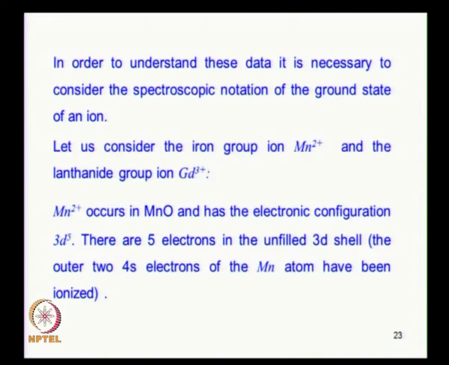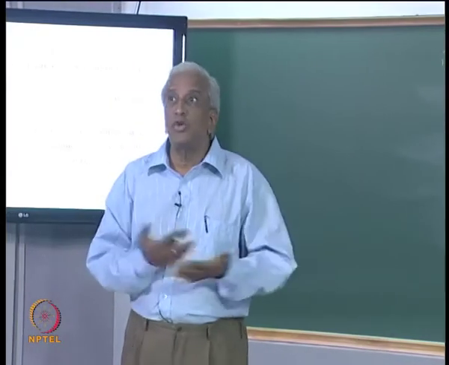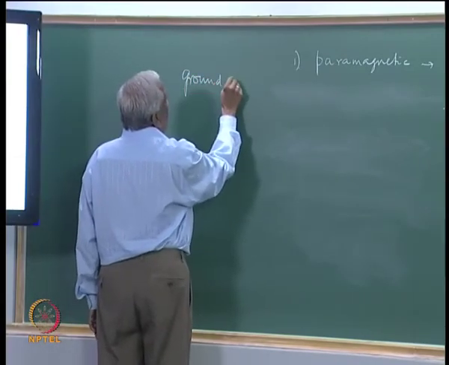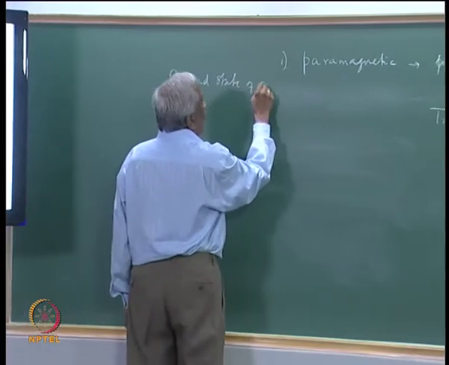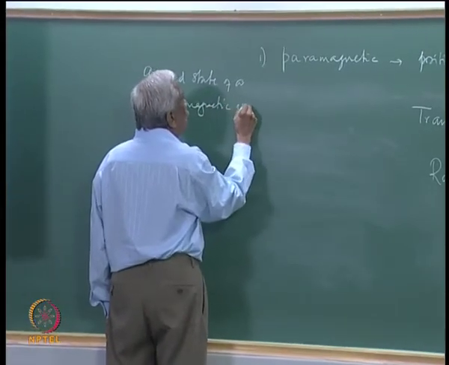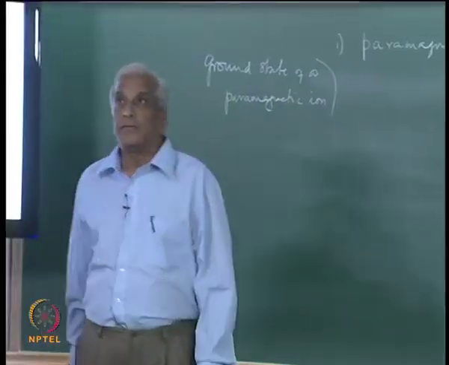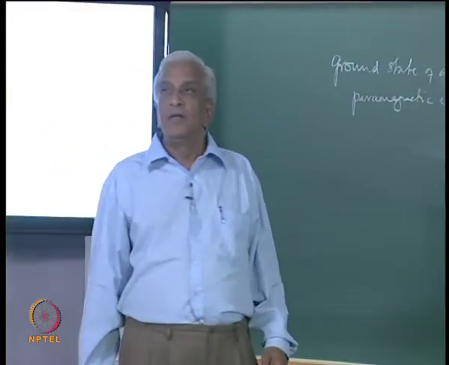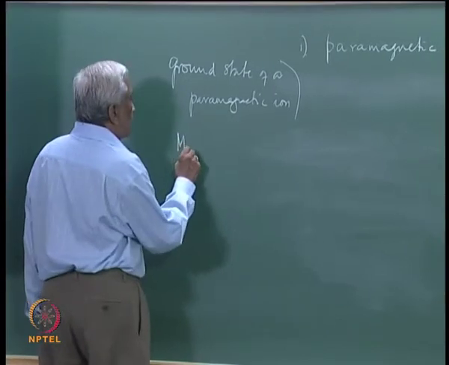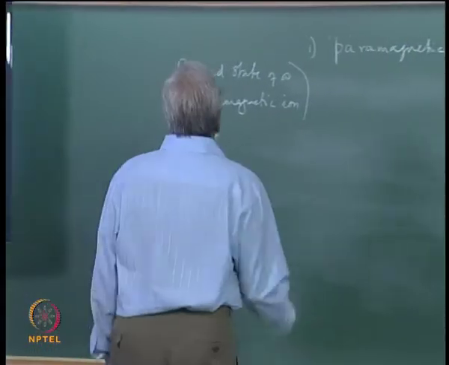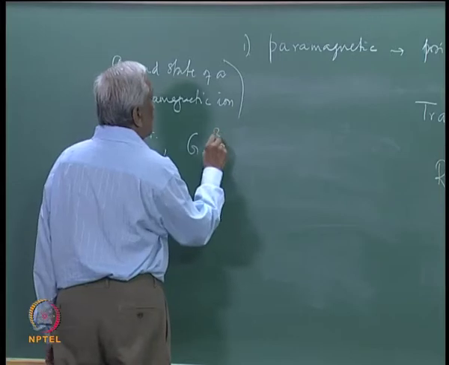In order to understand this paramagnetic behavior, it is necessary for us to consider the spectroscopic notation of the ground state of an ion. How do you determine the ground state? That is what will determine the corresponding paramagnetic moment. For example, let us consider a particularly simple example of manganese 2 plus, and similarly for the lanthanide group, let us take gadolinium 3 plus.